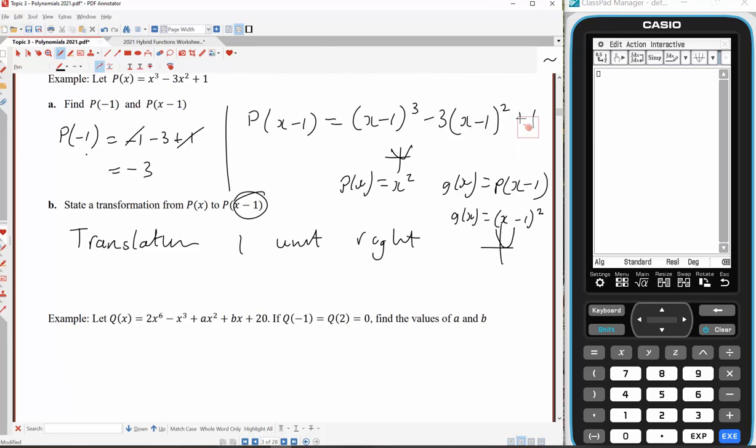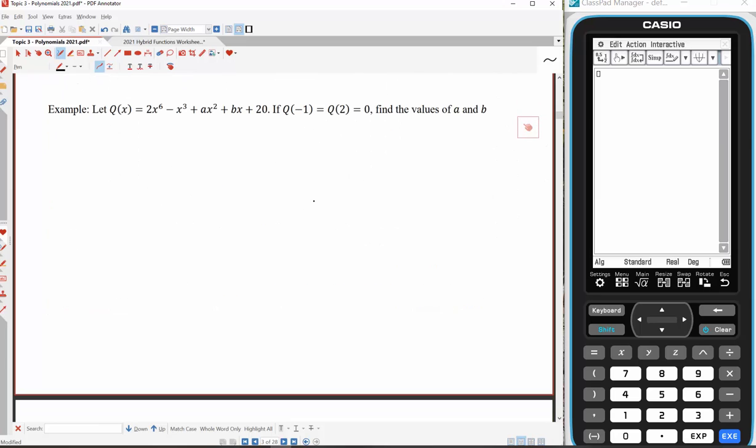All right, this one here. Okay, so q of x equals this. Q of negative 1 is the same as q of 2, which is equal to 0. So basically it's saying if you drop negative 1 into q of x, you're going to get 0, and if you drop 2 in, you're going to get 0 as well. And what we want to do is find a and b. Alright, so let's drop negative 1 in. So q of x is equal to 0 when I replace all of these x's with negative 1s. So negative 1 to the 6 is 1, that's going to be 2.